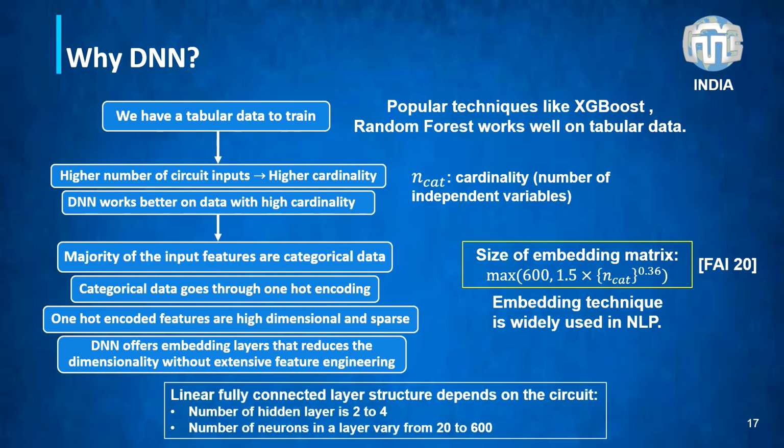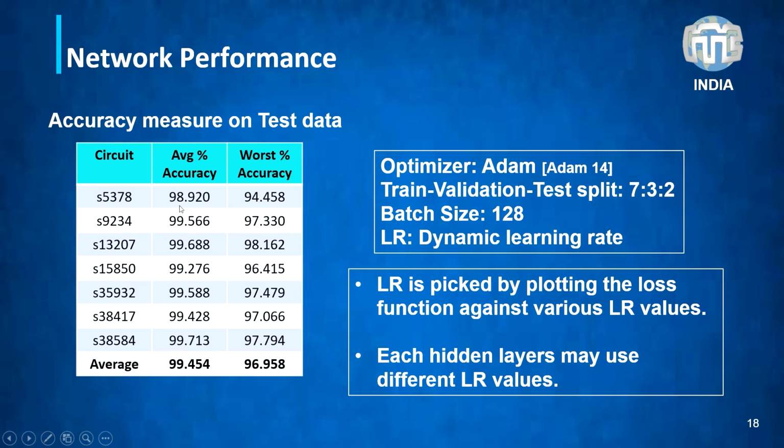And the linear fully connected layer structure changes from circuit to circuit. Usually we have 2 to 4 hidden layers, and the number of neurons in each layer can vary from 20 to 600. We have obtained an average accuracy of 98.920 for S5378, and if you average it for all the circuits, we can see that the average accuracy is 99.454, which is state of the art accuracy. And the worst accuracy on the test data is 96.958, which is still good.